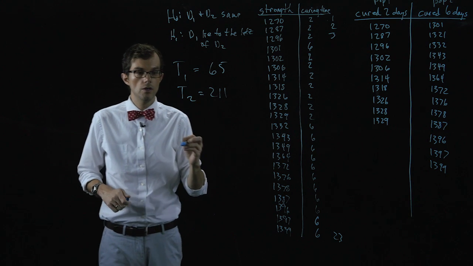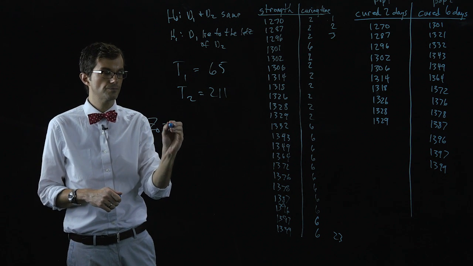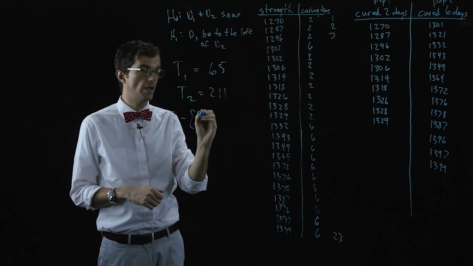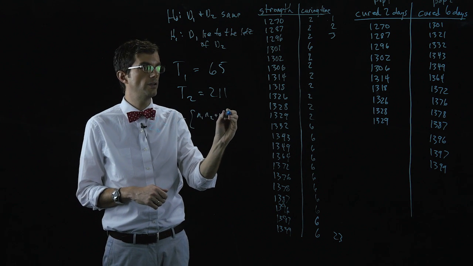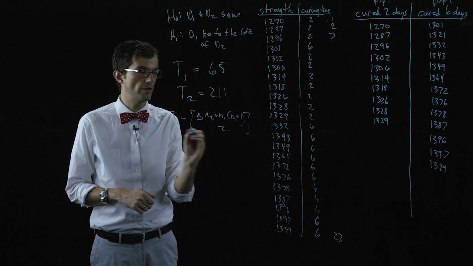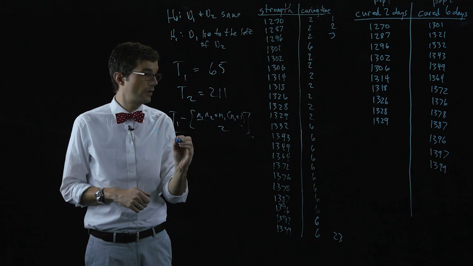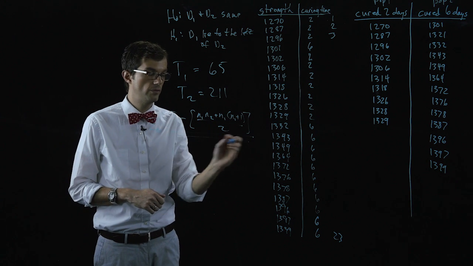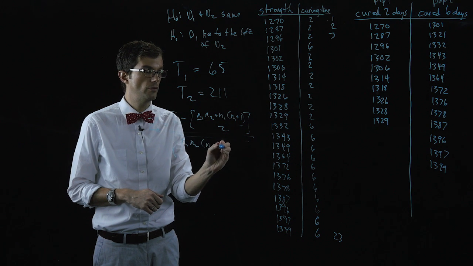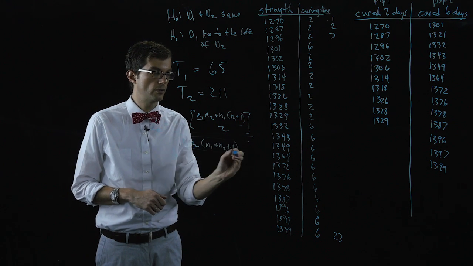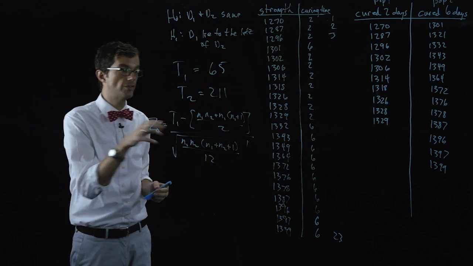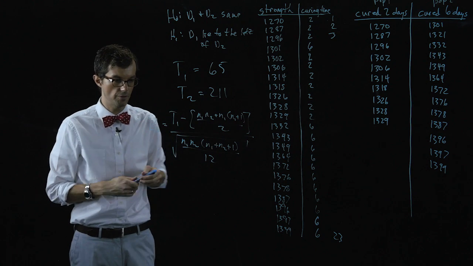Okay, so our test statistic is T1 minus (N1 times N2 plus N1 times (N1 plus 1)) all over 2 in the numerator. And in the denominator, we've got the square root of N1 times N2 times (N1 plus N2 plus 1) all over 12. Okay, so this is our test statistic. We just have to plug in numbers. It's just arithmetic from here.